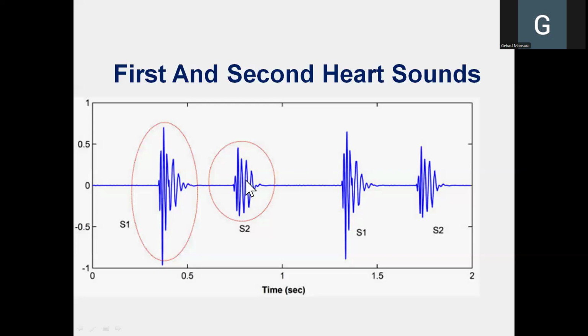If while listening to the heart, during auscultation with a stethoscope, you find a murmur between S1 and S2, in the shorter period, then it is a systolic murmur.